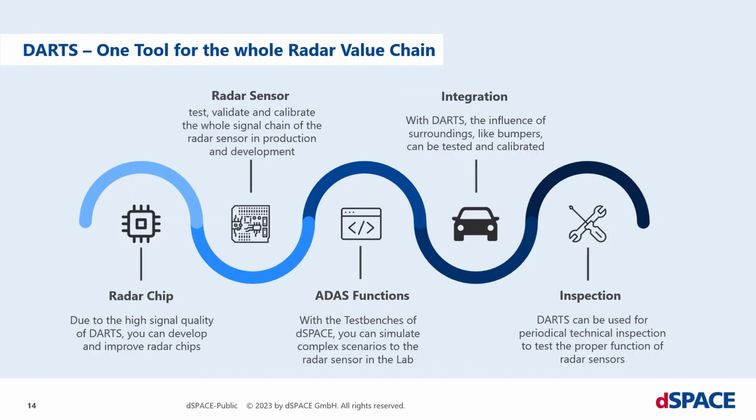Due to this high flexibility of the tool, DARTS is used in all the different stages of radar development, validation, and production. It is used in chip testing, where a reference grade simulated target is appreciated. The Tier 1s use DARTS heavily during development and production for many use cases. It is used along each step of integration, first into ADAS functions and then into whole vehicles. At the end of the life cycle, DARTS can also be used for periodical technical inspection to test that all ADAS functions are still working in the field, even if a car has been running on the street for multiple years.